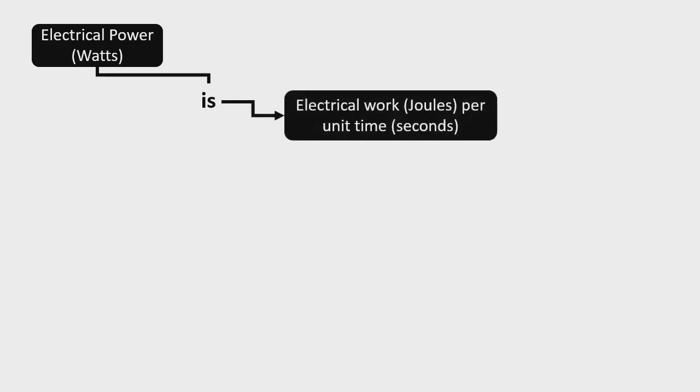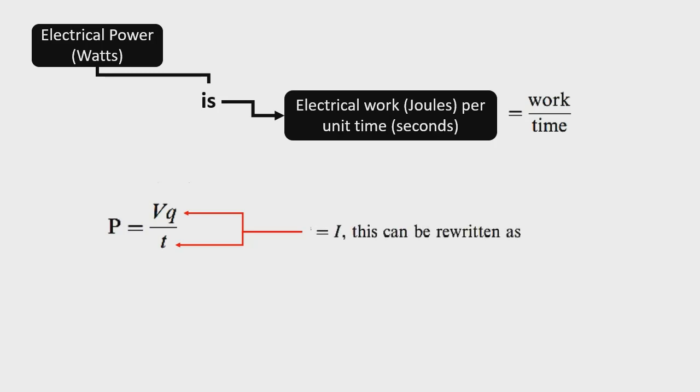Electrical power. Electrical power unit is in watts. Electrical power is the electrical work in joules per unit time in seconds. That is also equal to work over time. So, the formula for electrical power is V times Q, since that is the formula for work, divided by time. However, Q over T is also equal to I, because I is current.